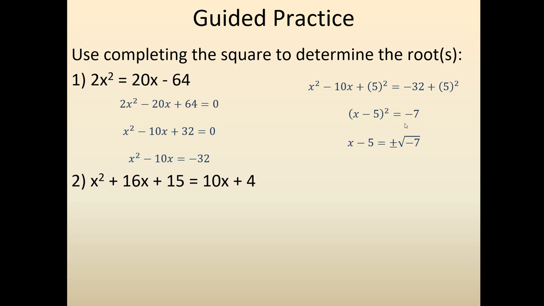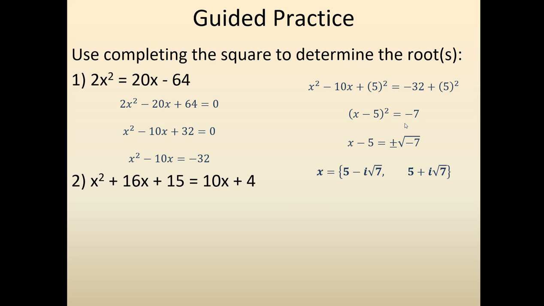7 is not a perfect square. In fact, it can't be factored anymore. So all we can do is just move an i in front of it, move the 5 over to the other side, and we have 5 minus i rad 7 and 5 plus i rad 7. So those are going to be our two roots.